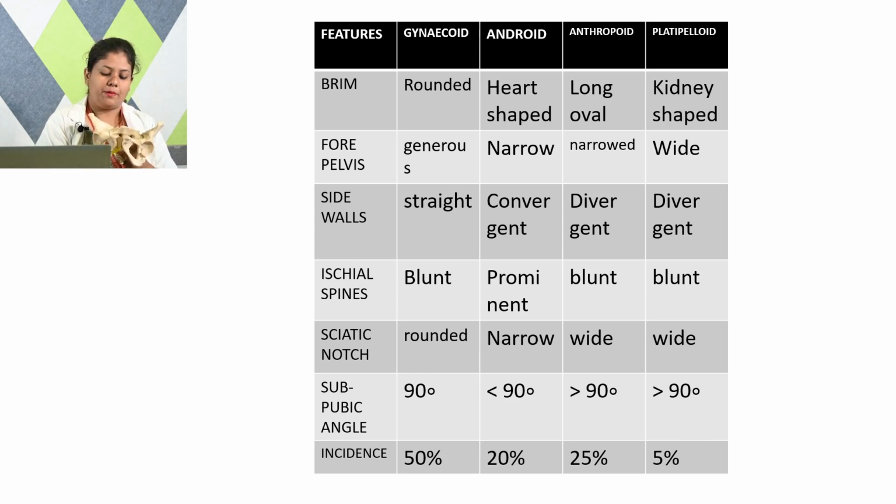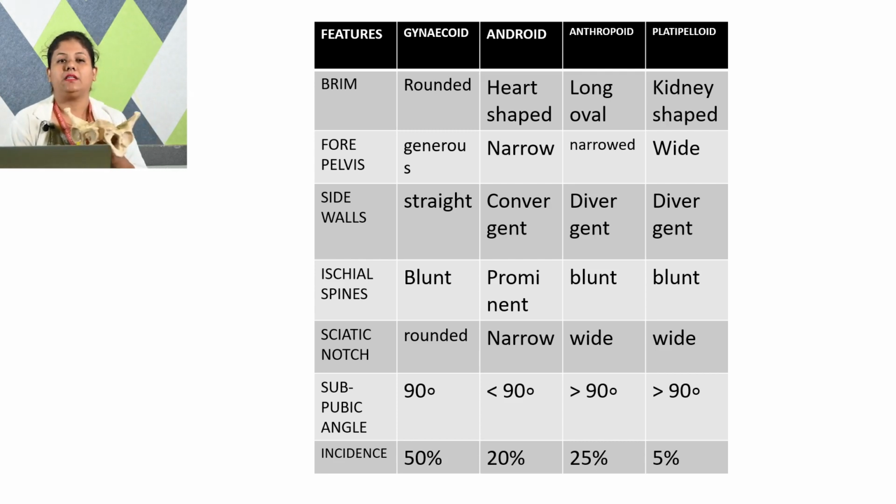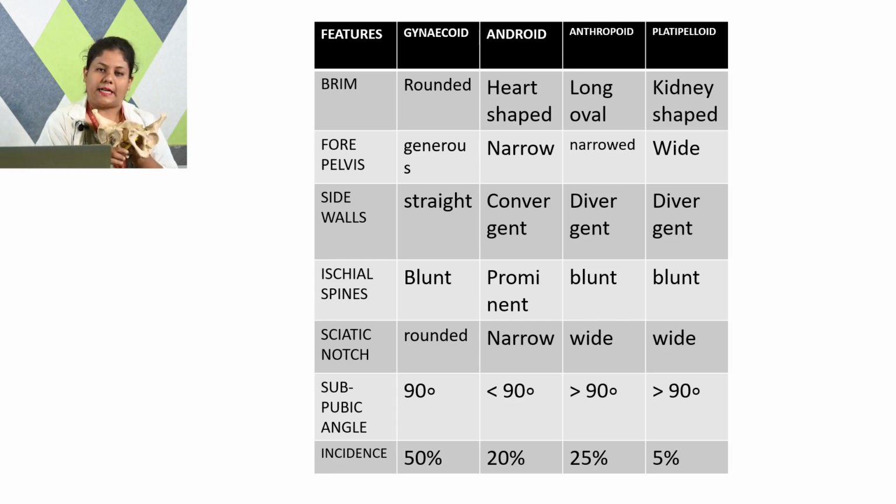Then the subpubic arch. So this is the subpubic arch. They have said that in the gynecoid pelvis it is 90 degrees, whereas in the android pelvis it is less than 90 degrees, and in the anthropoid and platypelloid they have said it is more than 90 degrees. So the angle of the subpubic arch has to be 90 degrees. In the other three we can see it is greater or smaller.